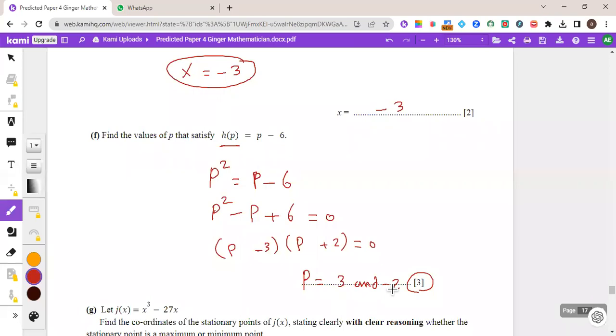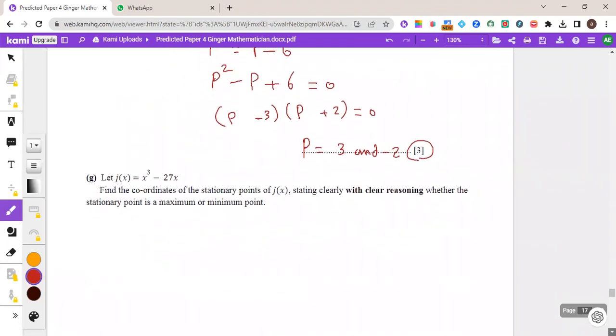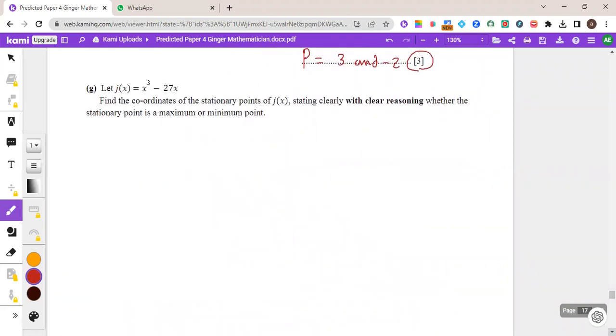Ahmed Wael. Yes. Question G. Let g of x equal x cubed minus 27x. Find the coordinates of the stationary points of g of x, stating clearly whether each stationary point is a maximum or a minimum point. So if you want to find the maximum point or stationary point or whatever, you need to get what? dy by dx. Yes, differentiation.